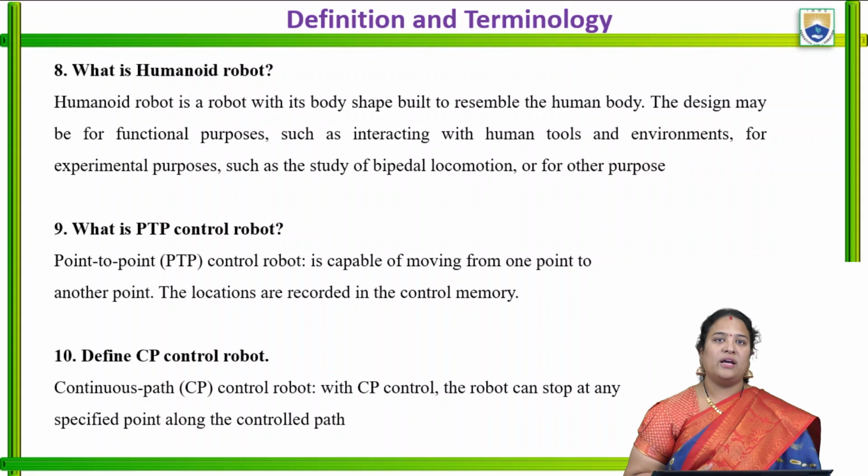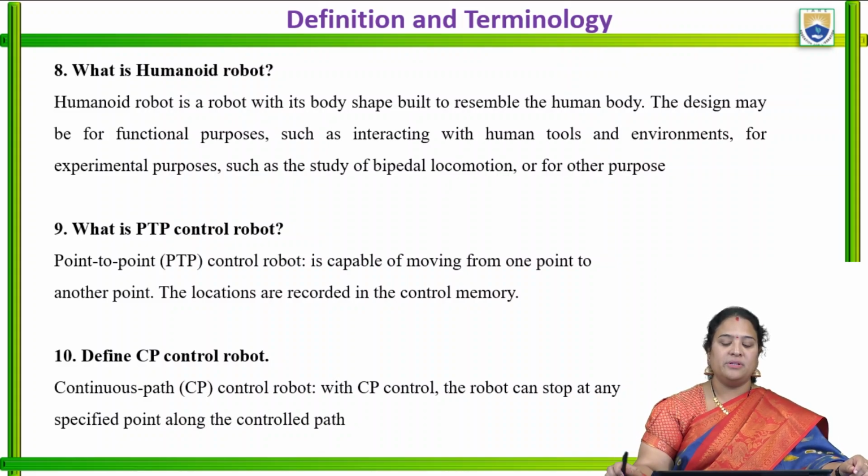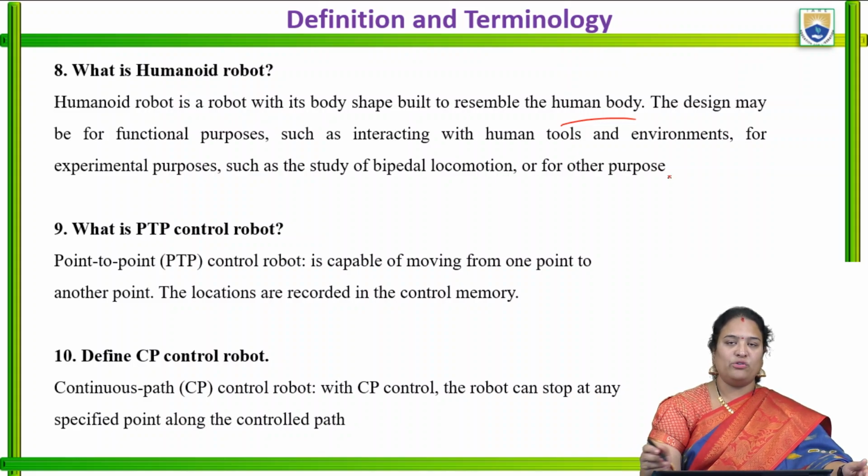So that is known as a humanoid robot. A humanoid robot is a robot whose body is shaped the same as a human body. This particular design is used for functional purposes such as interacting with human tools and environment, for the study of bipedal locomotion, or for other purposes as I've told you.